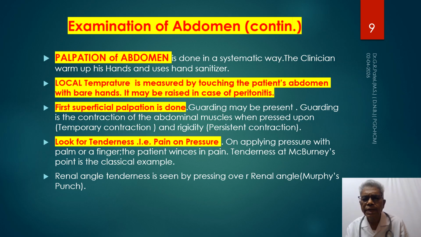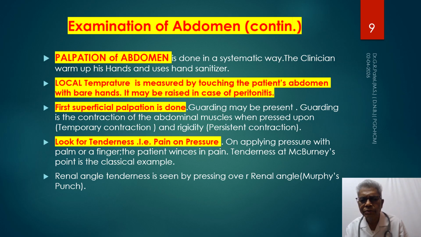The clinician stands on the right side of the patient for palpation of the spleen and starts palpation with the right hand towards the left hypochondrium. The palpation is done in a systematic way. The clinician warms up his hands and uses hand sanitizer. Local temperature is measured by touching the patient's abdomen with bare hands. It may be raised in case of peritonitis.